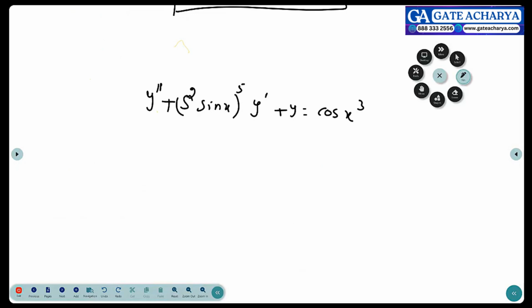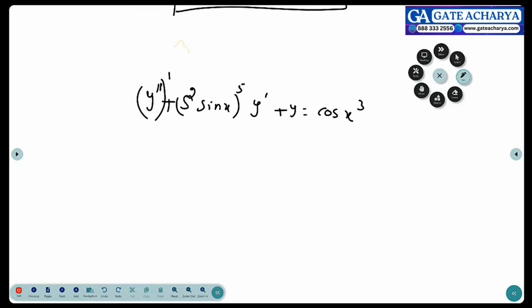So y means the dependent variable. y dash is its first derivative. y double dash is its second derivative. Therefore, the order is 2. The power is not mentioned, therefore the power is 1, so it is linear. So, second order linear. And the right hand side is a non-zero term, therefore non-homogeneous. So, second order linear non-homogeneous. What type of differential equation, ordinary or partial? Ordinary. Why is it ordinary? Only x is on the right hand side. Then it is ordinary. Therefore, second order linear non-homogeneous ordinary differential equation.